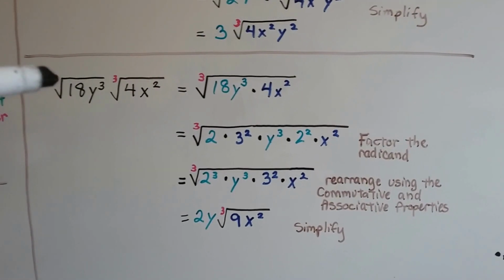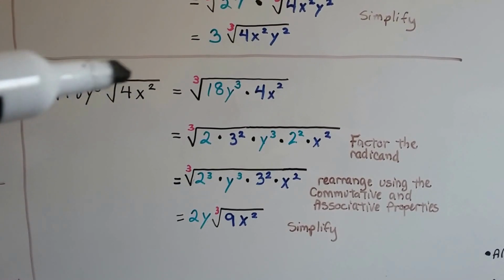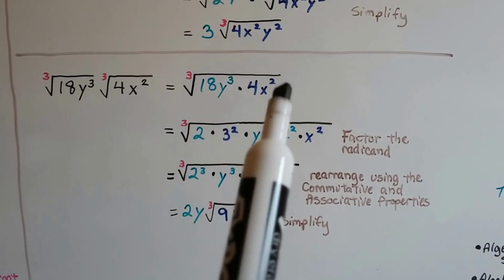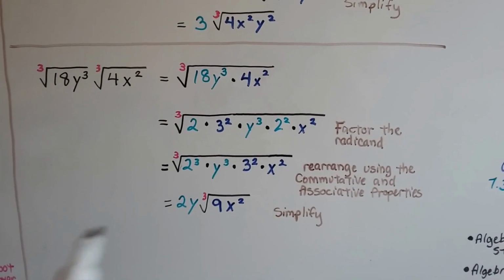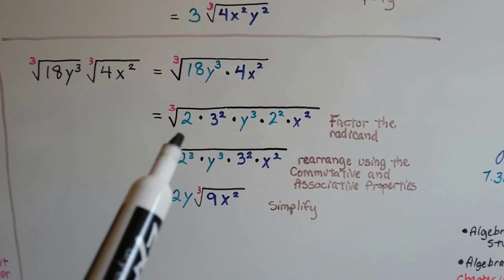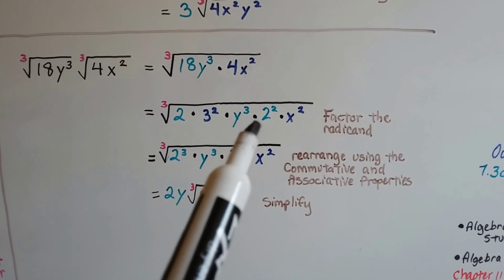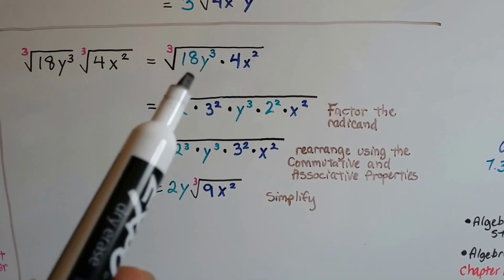We've got the cube root of 18y cubed times the cube root of 4x squared, and put it all under one radical sign. And sometimes we can't pull out a perfect cube. We can still split it up into a 2 times 3 squared times y cubed times 2 squared times x squared. See? We're breaking it all up.